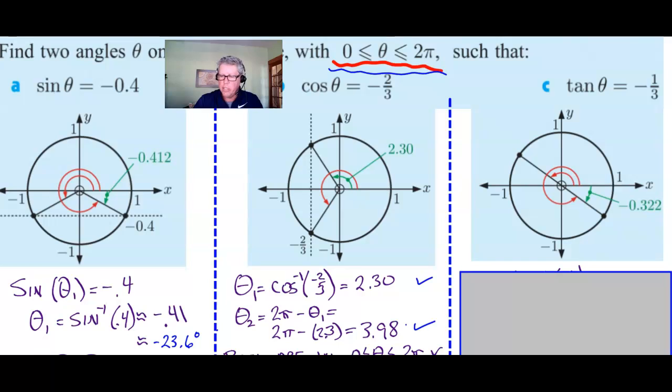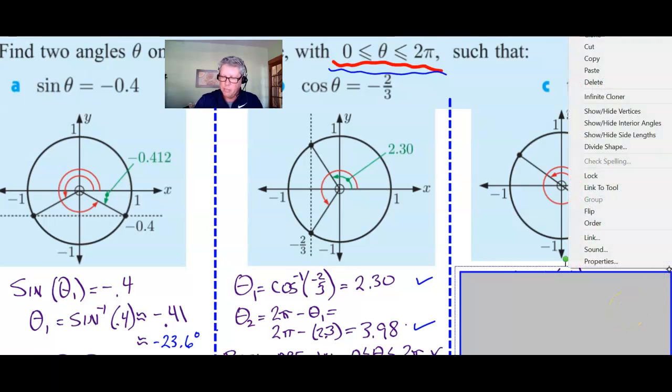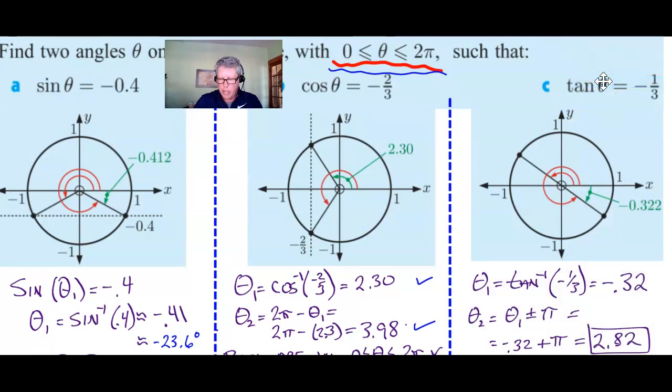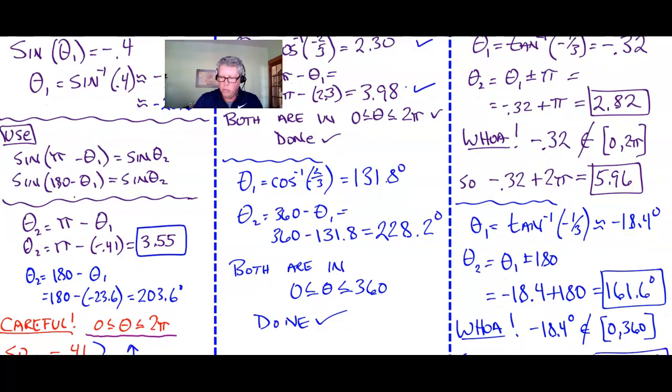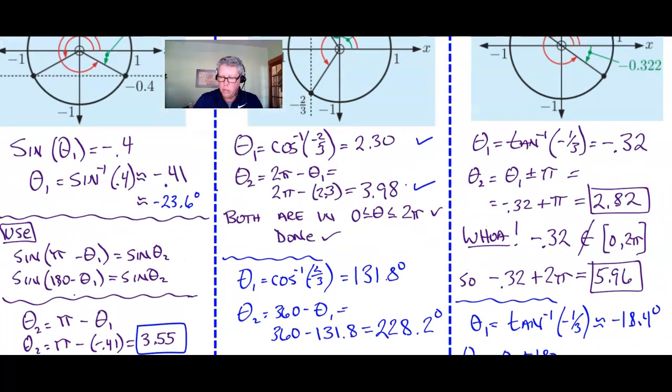All right, what do you think the first step is? What do you think the first step here is? Inverse tangent, get our angle. Awesome. Second step, we take our first angle and add or subtract pi. Probably just add pi. So we get our two angles.